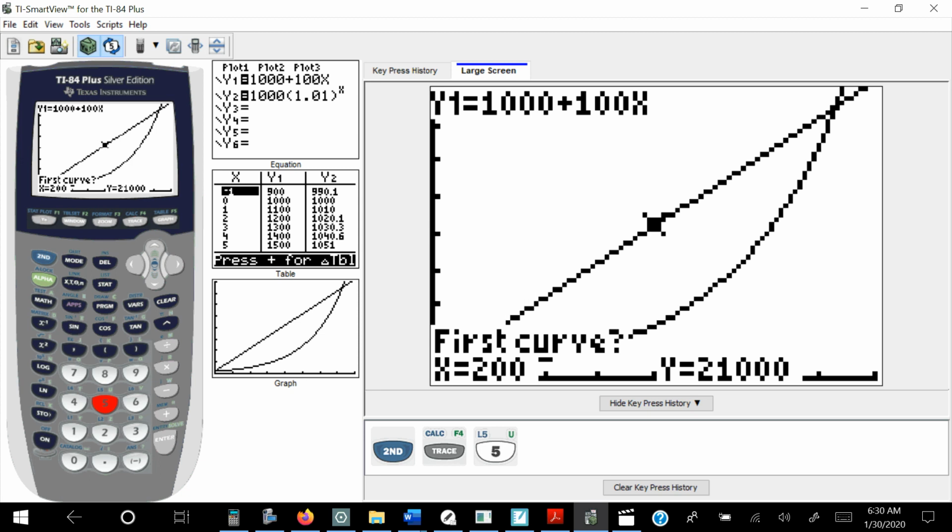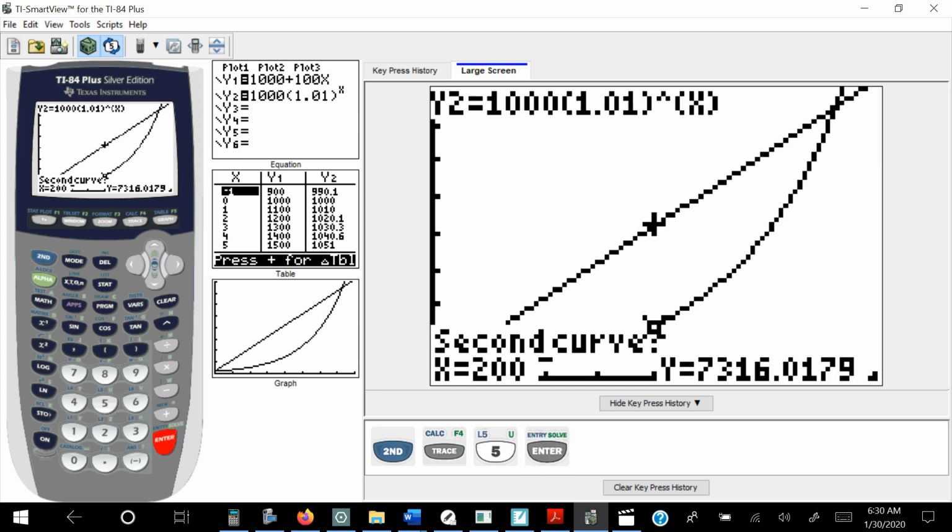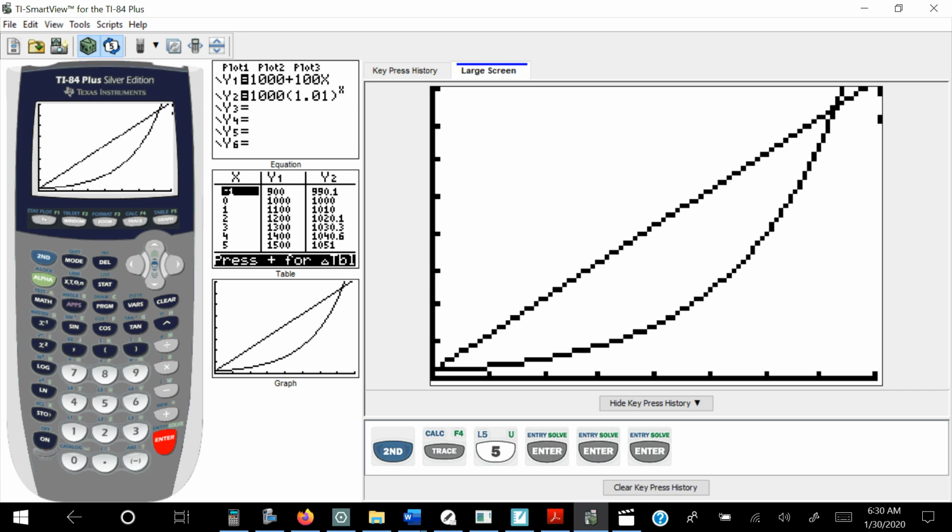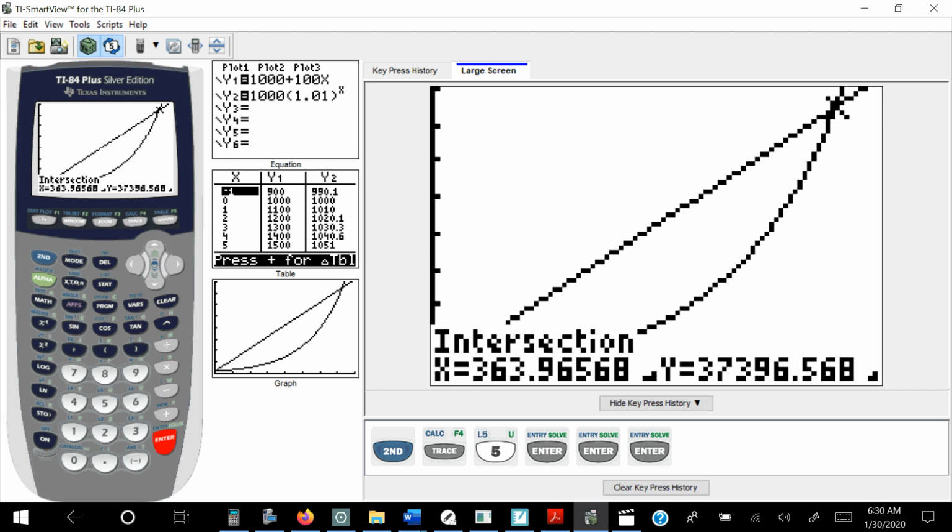And then next you're going to hit enter 3 times, but don't hit it right after each other. Wait a second after every time you hit it. So you hit enter, enter, then enter. Okay, and then it tells you the intersection.